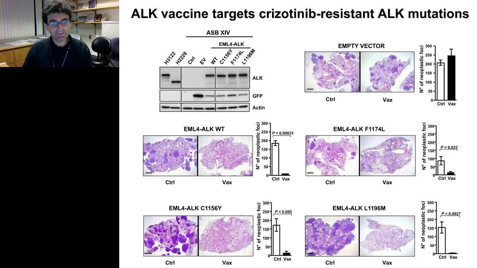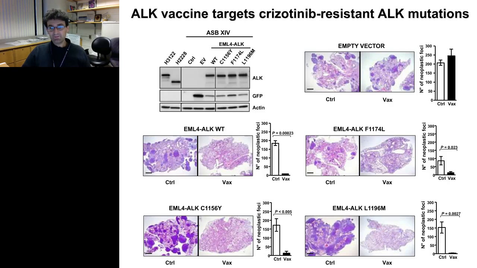But if we were expressing ALK in the grafted cells, now the difference is huge. You see that control cells, they still grow pretty strongly, about 200 tumors in 14 days. But in ALK vaccinated mice, now the number of tumors is minimal. There are actually very few and small tumors that you can barely detect by histology. So this tells us that the ALK vaccine can recognize the ALK expressed by the cells and can block the graft and the growth of the tumors in the lung.